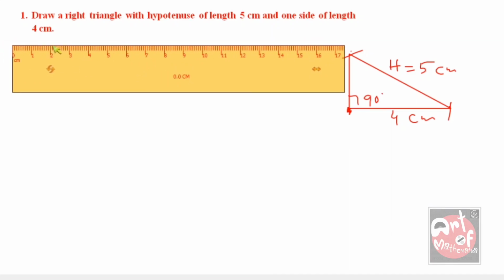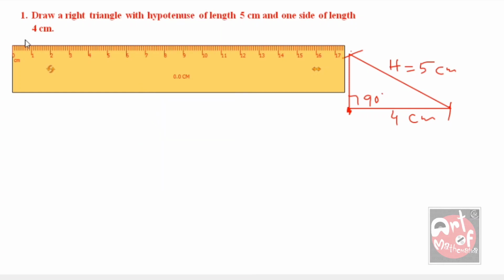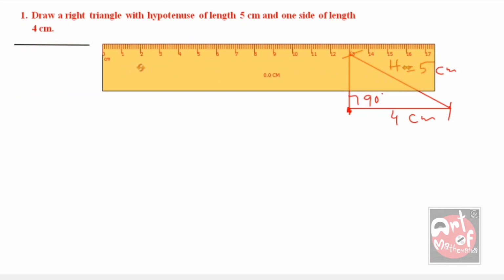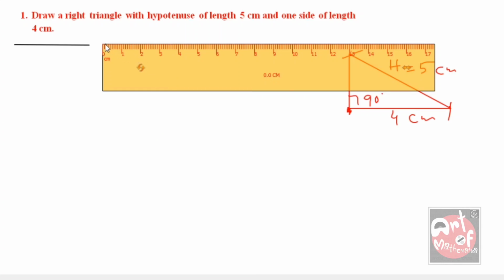So let me first draw 4 centimeter, then I am going to draw 5 centimeter hypotenuse. Okay, so 4 centimeter means this is the length 4 centimeter, and after that here I am going to draw 5 centimeter. So here it is. 5 centimeter done.